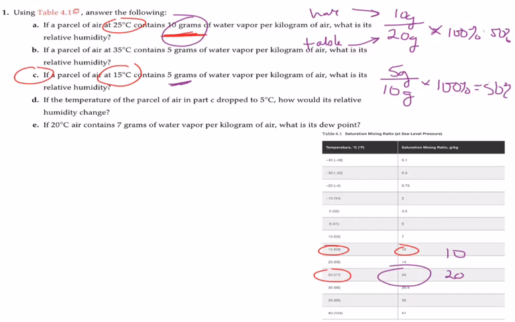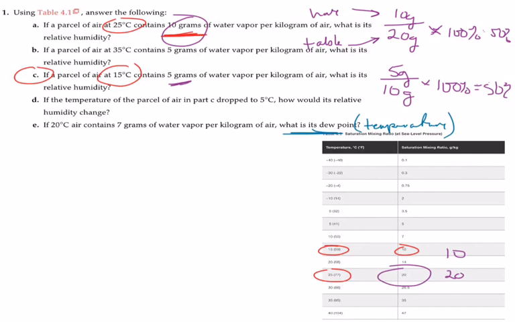Any questions? Do you guys want to do E, or are you okay with that? We should do E? Yeah. E says it's at 20 degrees Celsius. It has 7 grams of water vapor. Remember, dew point is a temperature. So basically, this one right here, what's its dew point? Remember, dew point temperature.